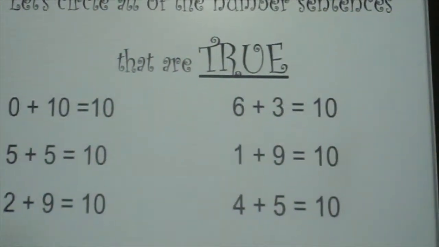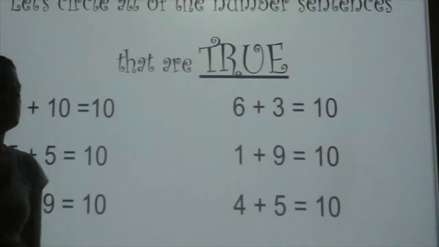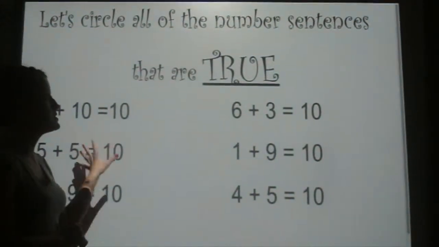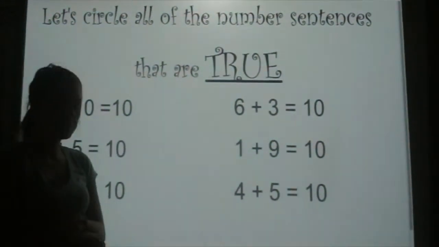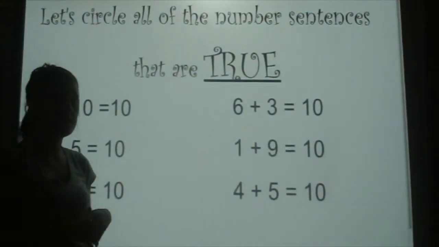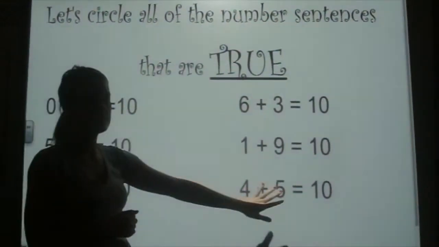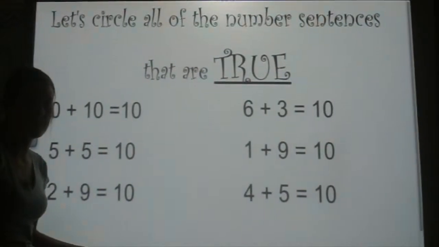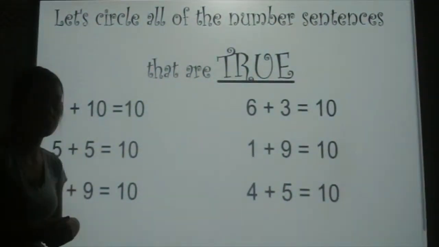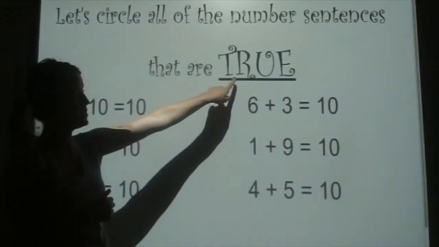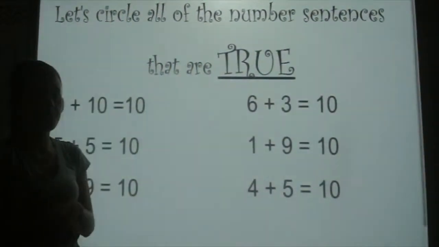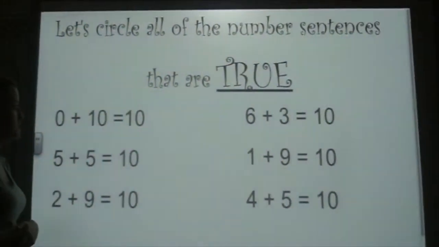And we're going to do something a little bit different. We're going to circle all the number sentences that are true. True means that you can prove it and it's right. So we're going to take a look at all these number sentences here. We're going to solve for them, and we're going to figure out if they're true or false. And if they're true, we're going to circle them. So let's take a look at our first one over here.